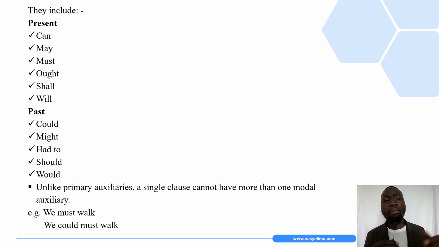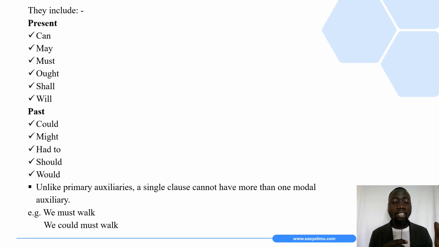Then some of the examples of the modal auxiliary verbs that we have in present tense, we have can, may, must, ought, shall, will. And in past tense, we have could, might, had to, should, would. Another thing worth noting, dear students, is that unlike primary auxiliaries, a single clause cannot have more than one modal auxiliary.